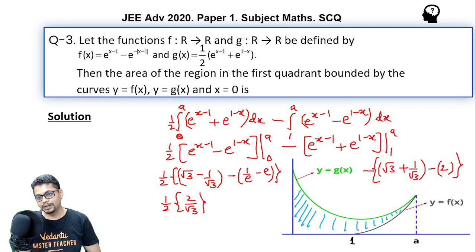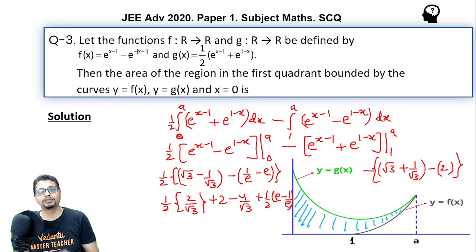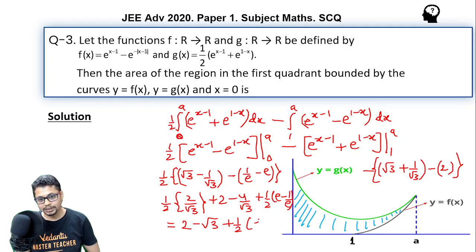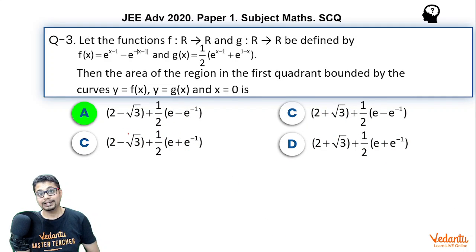And if you consider this becomes 4 by root 3 minus 2, or you may say plus 2 minus 4 by root 3, because this minus sign is here. And what about this? This is essentially, you may say plus half times e minus 1 by e. So it becomes, you can say half times 2 by root 3 is 1 by root 3 minus 4 by root 3. 1 by root 3 minus 4 by root 3 is minus 3 by root 3, which is minus root 3. So essentially my final answer becomes 2 minus root 3 plus half times e minus 1 by e. So that means among the given options, A is the correct answer.